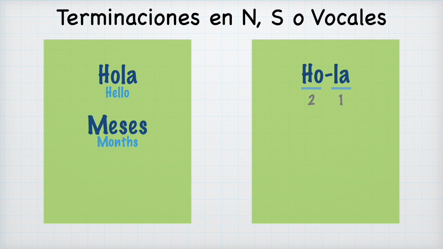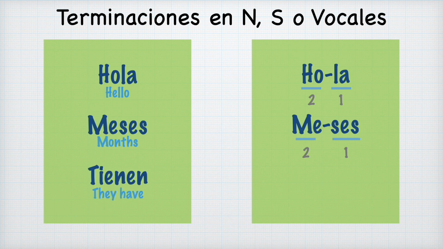We have meses, meses, and it means months. And this one ends in S, and it also has two syllables, ses, me. Ses is the first syllable, me is the second syllable. And then we have tienen, tienen, which means they have. And again, we have nen and tie. Nen is the first syllable, tie is the second syllable.